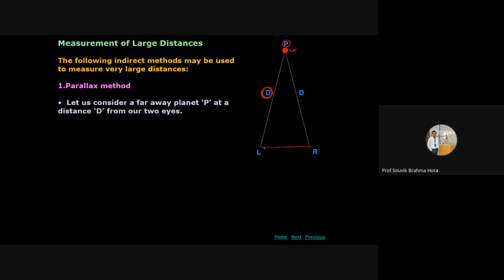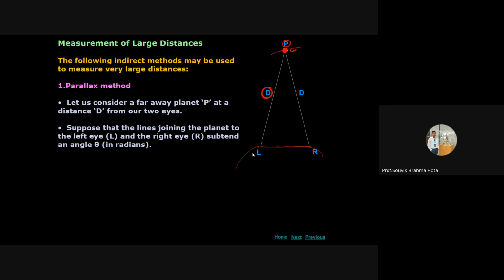Suppose these 2 points, suppose this is Saturn, and this is Earth. So we are on Earth, so that is why we can see it is a little bit bigger. So from these 2 points, if you imagine a triangular shape, then suppose the lines joining the planet to the left eye L and right eye R subtend an angle theta. So theta means this is the angle theta.